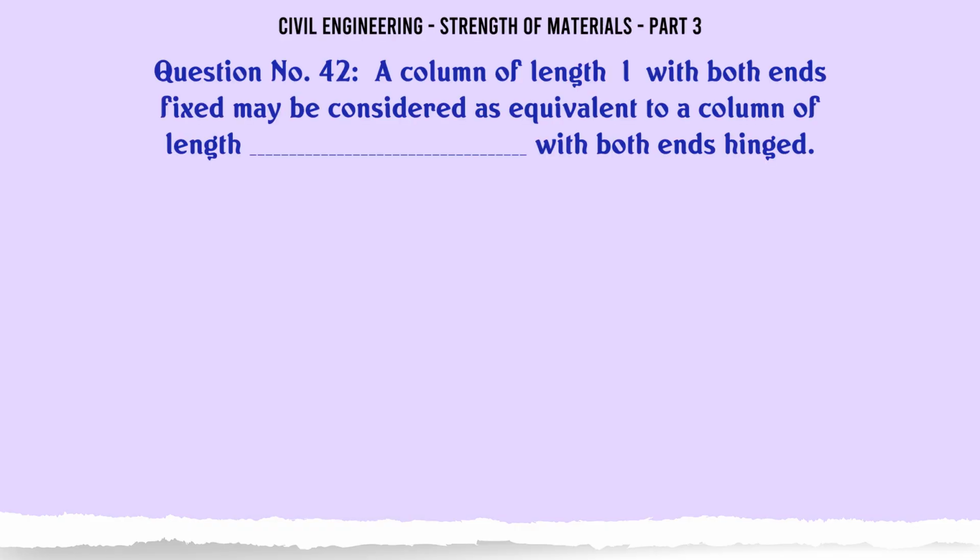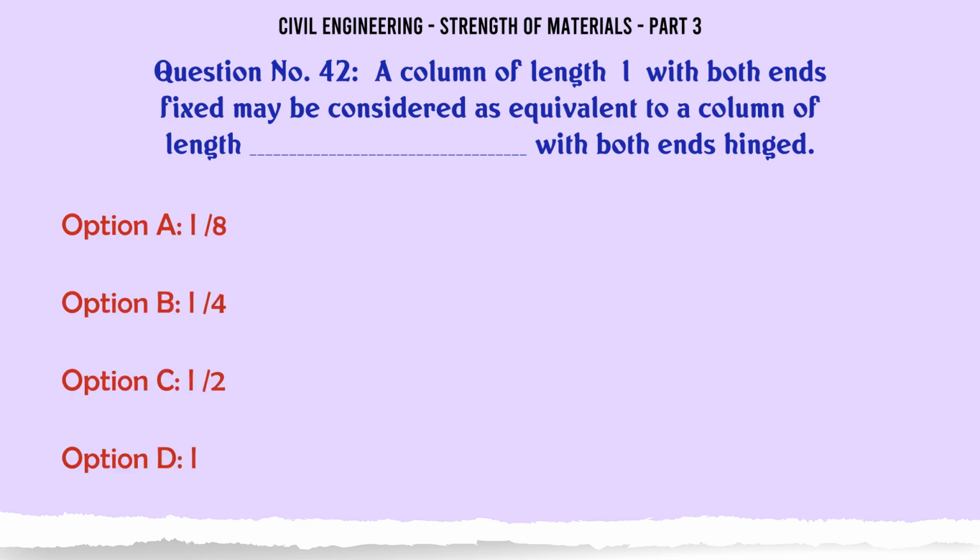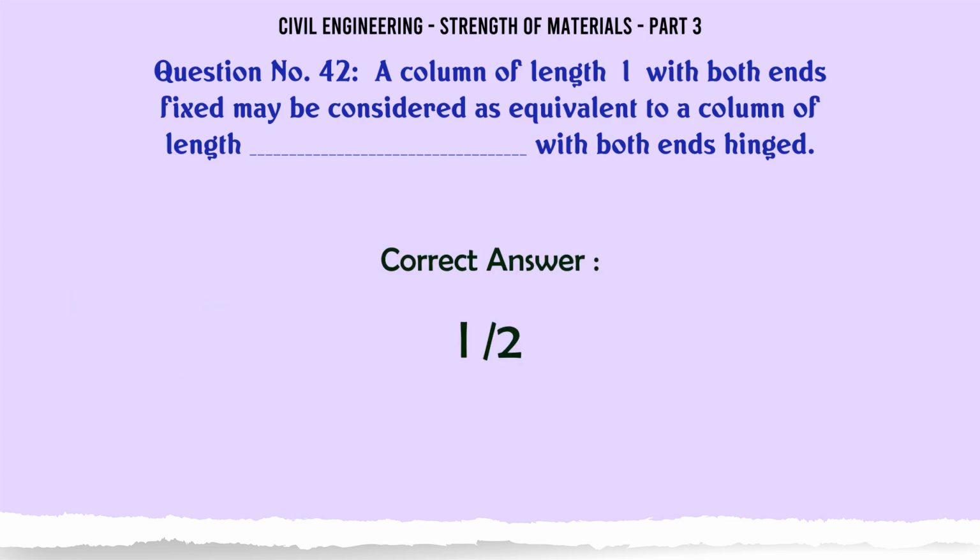A column of length L with both ends fixed may be considered as equivalent to a column of length with both ends hinged. A. L/8. B. L/4. C. L/2. D. L. The correct answer is L/2.